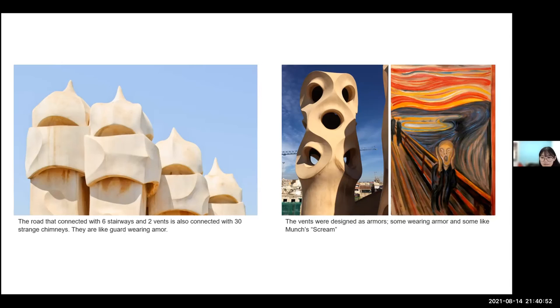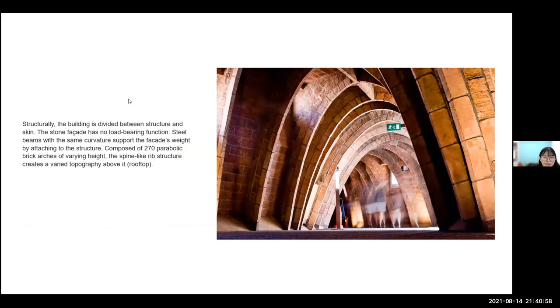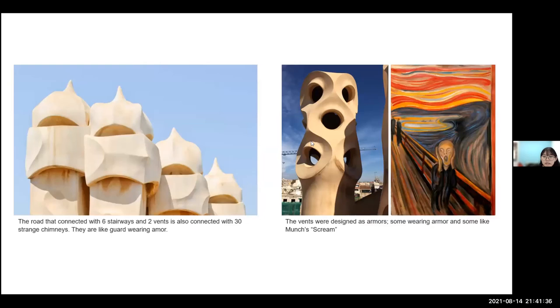So back to the division between structure and skin. The stone facade actually has no bearing function at all. It depends on steel beams to support it. This arch is composed of 270 parabolic rib arches, and the spring-like rib structure creates a very interesting topography above, which is the roof of the rooftop.